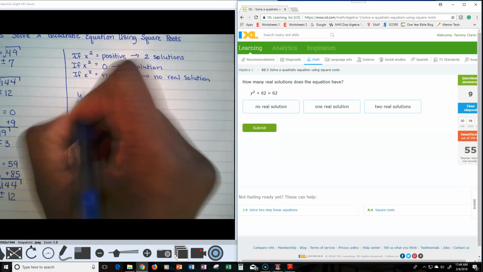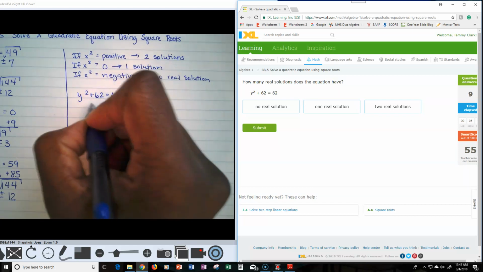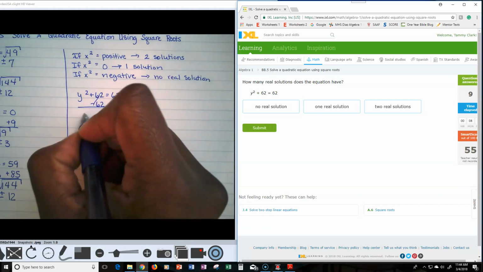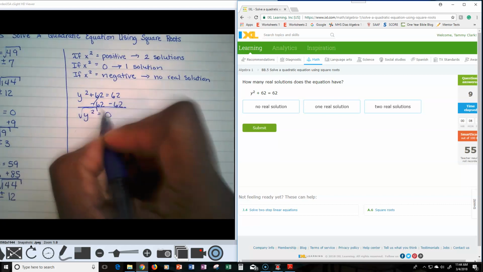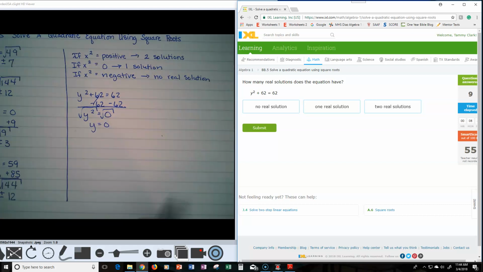So here we have y squared plus 62 is equal to 62. We're going to subtract 62 from both sides of the equation, and we get y squared is equal to 0. Well, we don't have to take the square root. We know y is equal to 0, so we have one real solution.